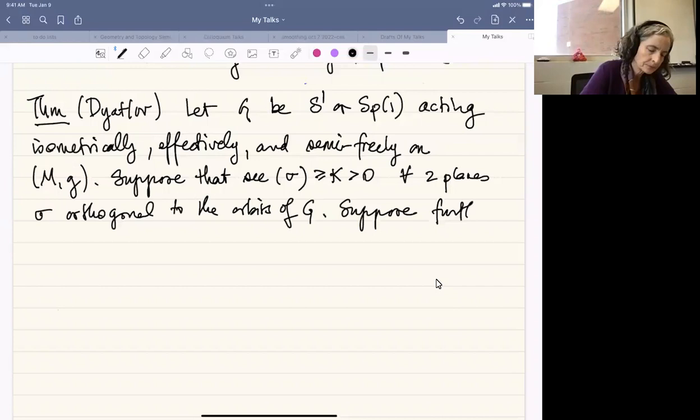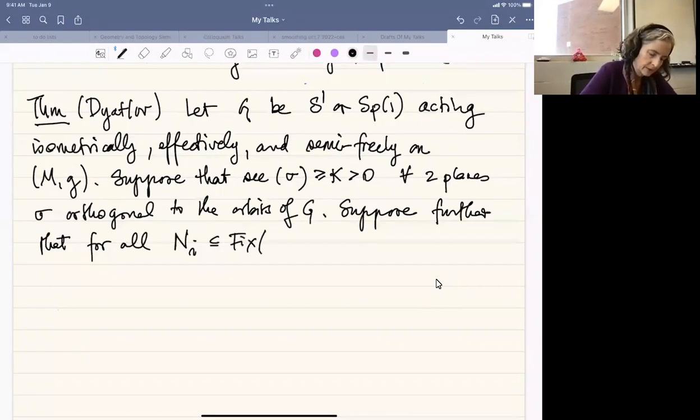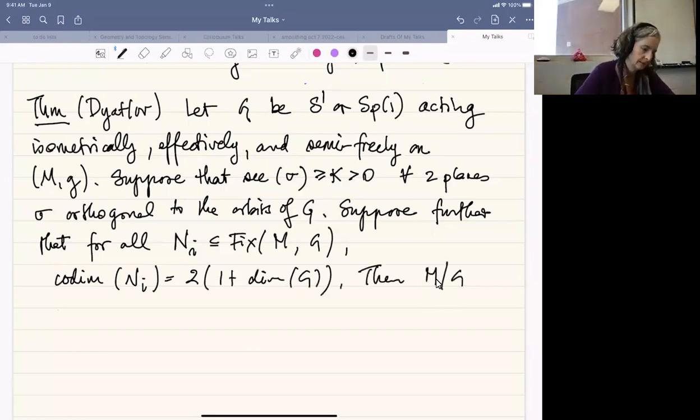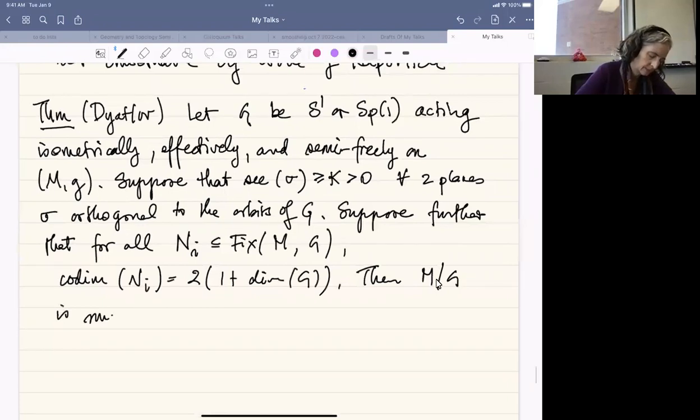And he supposes further, because of the way the smoothing is done, that for all connected components in the fixed point set of the manifold with respect to the group action, so fixed point sets of the entire group, he's assuming that the codimension of these fixed point sets is equal to 2 times (1 plus the dimension of the group). Then in this case, you can conclude that the quotient space is smoothable, and he wants it to be smoothable by positively curved manifolds.